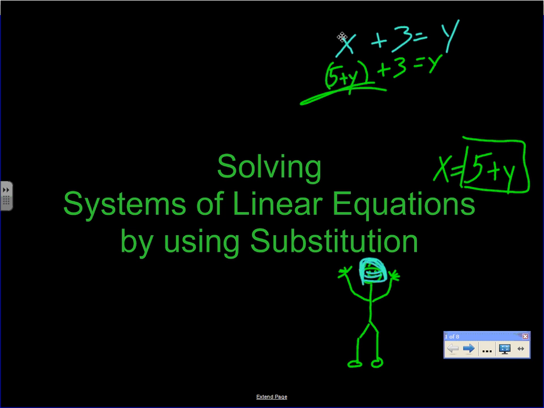Okay, so remember my whole point. x is equal to 5 plus y, so you put 5 plus y in for x. You put everything in for x.